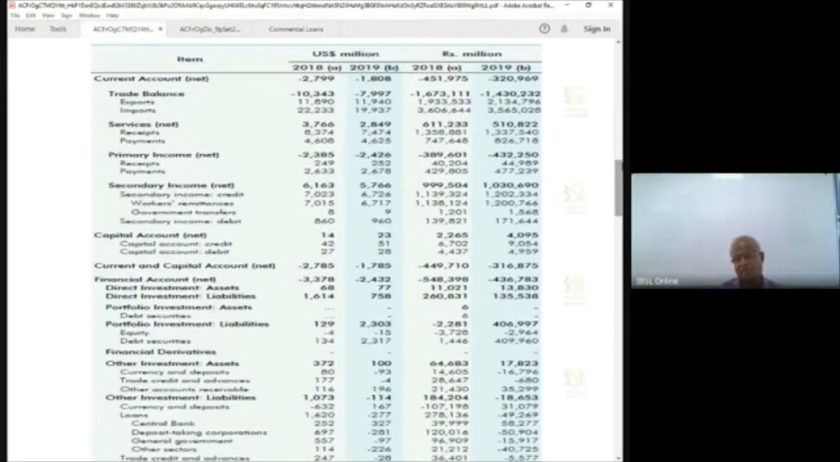Current account deficit. What does that mean? If you consider all the current transactions, outflow is higher than the inflow. By how much? 1.8 billion. More outflow than the inflow.